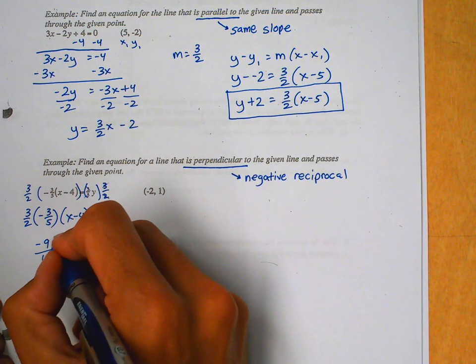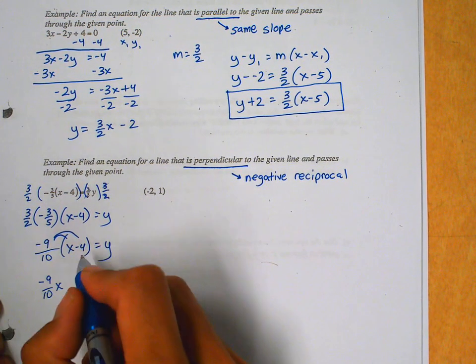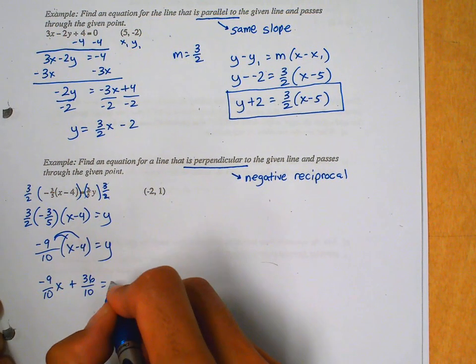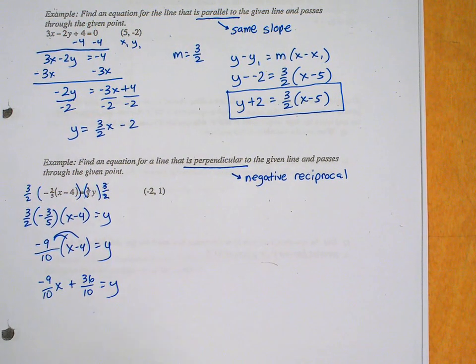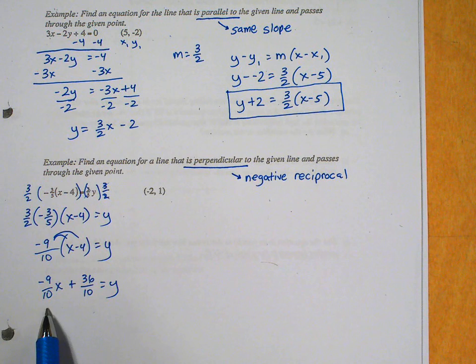Distribute negative 9 over 10. We get negative 9 over 10x. Negative times negative is positive. 36 over 10 equals y. You might simplify that, but we're not even using it. The only reason we did this was to find the slope, negative 9 over 10.